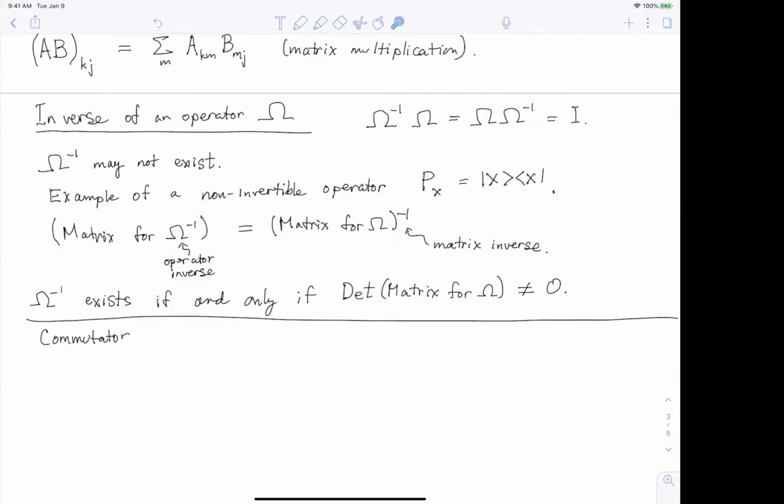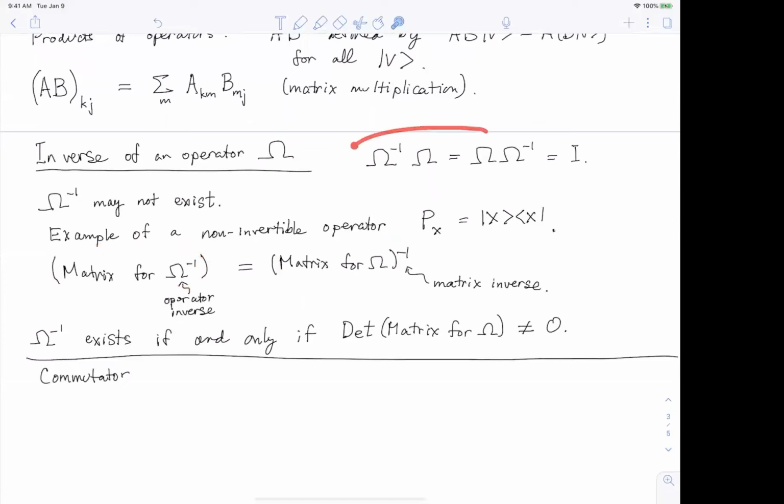What exactly is the operator inverse? So that's defined by this statement. The inverse of an operator is the operator such that when you multiply by the operator, you get the identity in either order. So it's sort of an abstract definition, right? This doesn't come with a recipe telling you how to construct omega inverse, but that's okay because that's actually what this is doing right here.